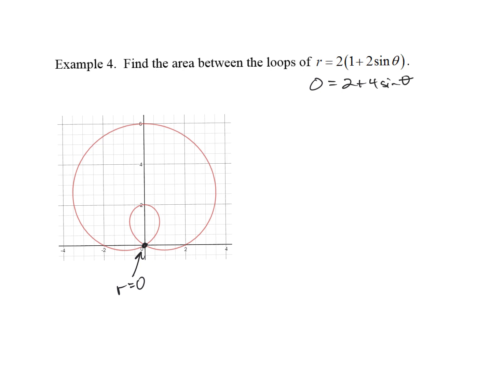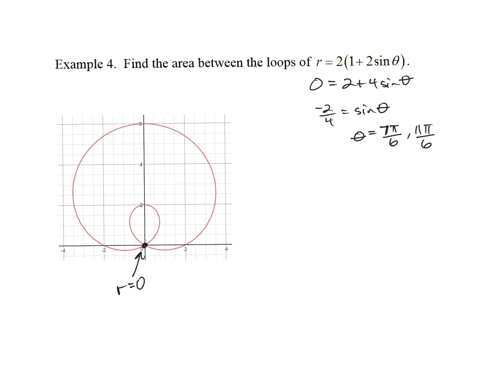and solve this. So if we subtract 2 and divide by 4, we end up getting negative 1/2. So where is sine negative 1/2? Well, sine is negative 1/2, once around the unit circle, at 7 pi sixths and 11 pi sixths. They probably give this to you on a calculator portion.